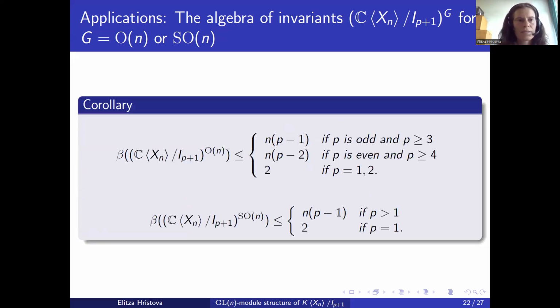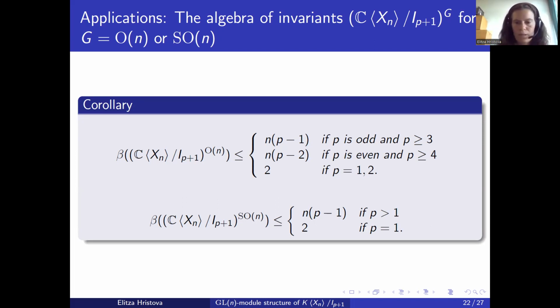As a direct corollary from this statement, we obtain a bound on the degree of generators of the algebra of invariants. Here is the bound for the group O_n, and below is the bound for the group SO_n.